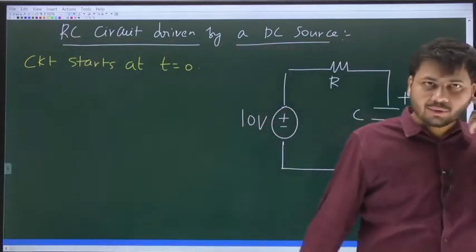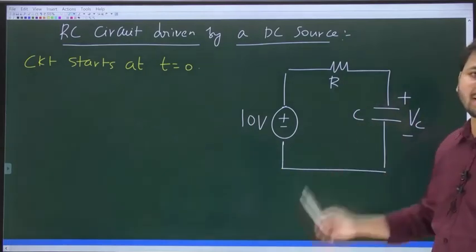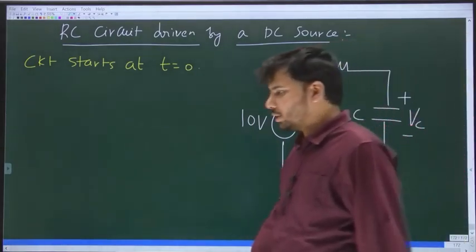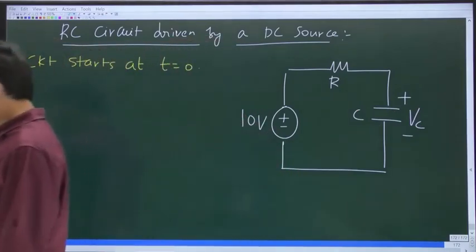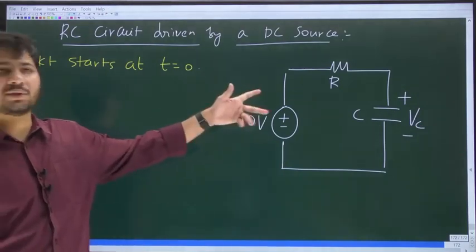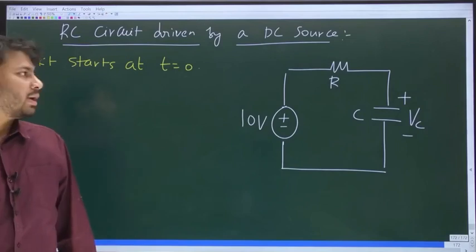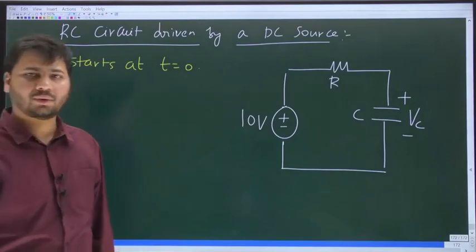That means at t equal to 0, this voltage source of value 10 volts is connected across the resistor and the capacitor. So when I say the circuit starts at t equal to 0, it means this 10 volt source is connected across the resistor and the capacitor at t equal to 0. You understood?